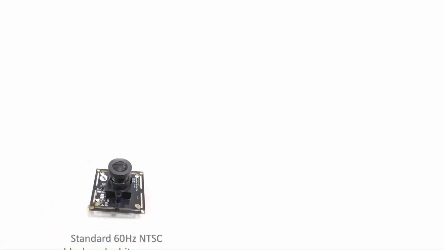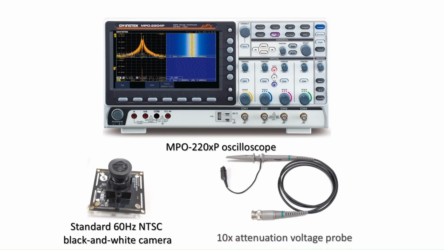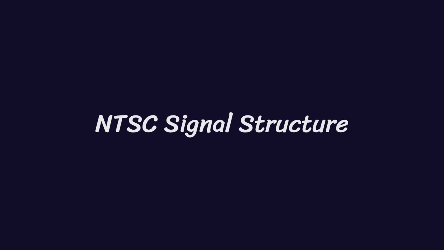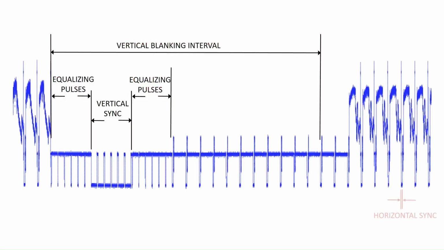Required equipment: NTSC black and white camera, MPO-2000 oscilloscope, and passive voltage probe. To achieve this functionality, it is essential to understand the standard NTSC signal format.